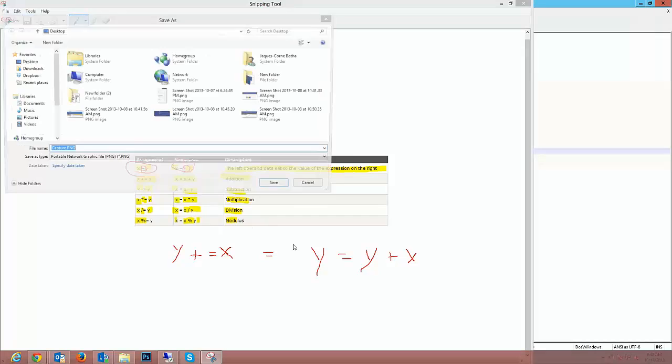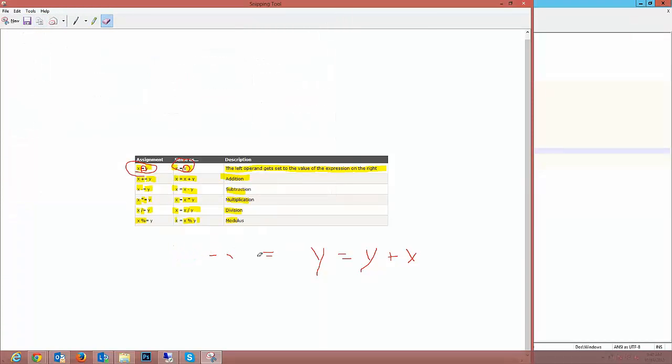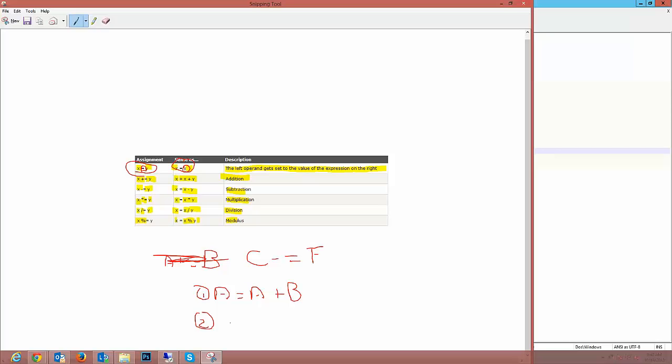Now that's just x and y. Let's change this to something else that makes more sense. Let's say we're changing it to a plus equals b. So in that case, it will be a equals a plus b. Okay, that's the one way of looking at it. Let's use another example. Let's have c minus equals f. So that would be c equals c minus f. Quite simple, isn't it? If you just grasp it in the start, you would get it.